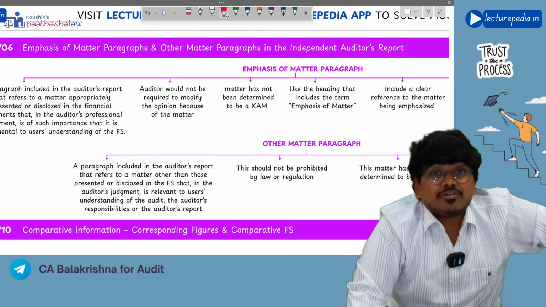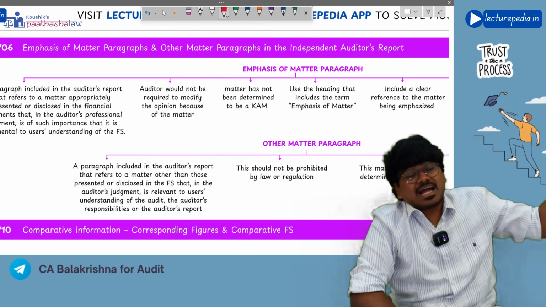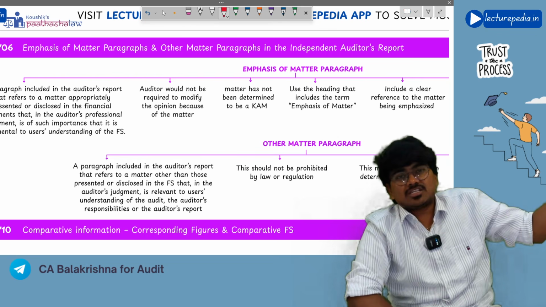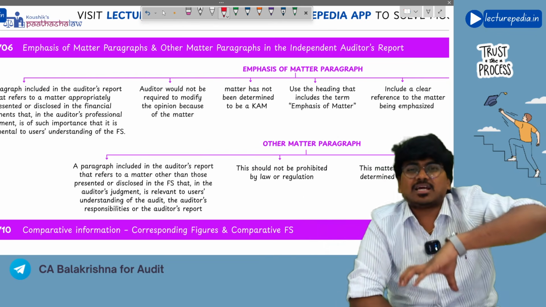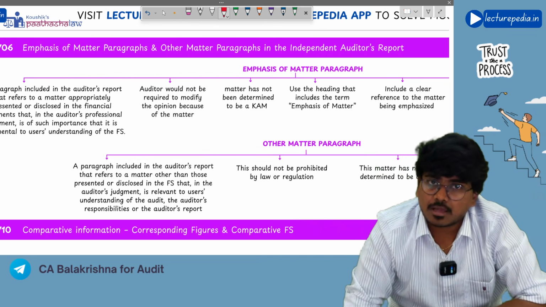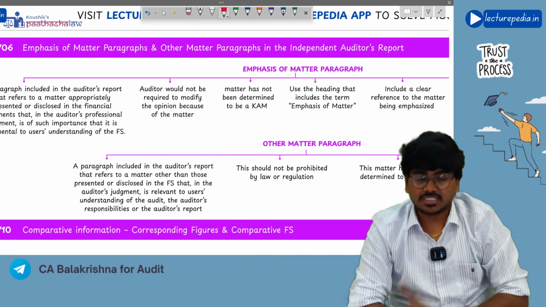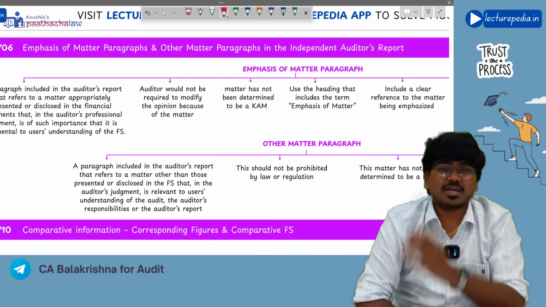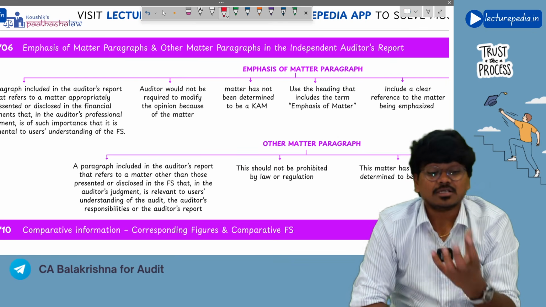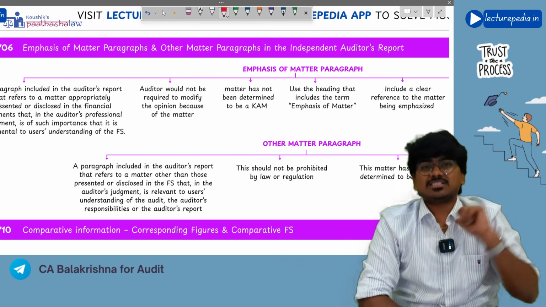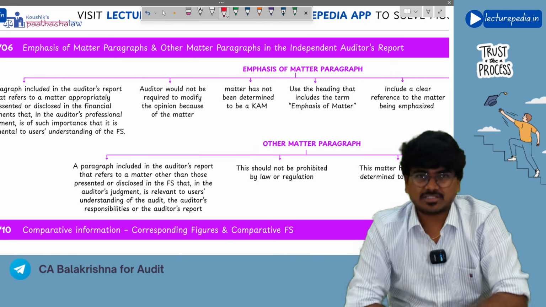So what will the auditor do? The auditor will emphasize that item which is already there in the financial statements in his audit report, in a paragraph known as emphasis of matter paragraph. Understood? That is emphasis of matter paragraph. So emphasis of matter paragraph deals with an item that is already there in the financial statements.